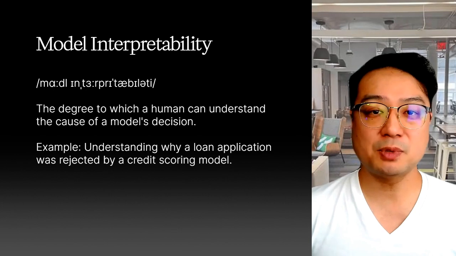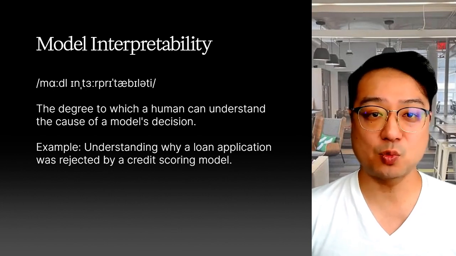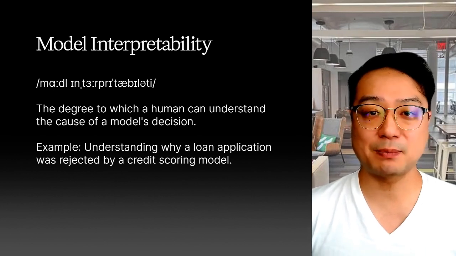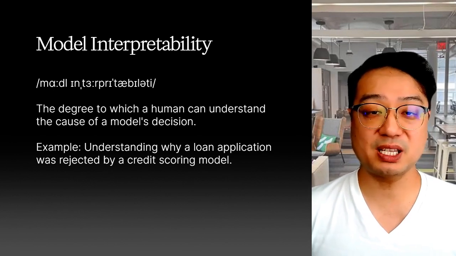Finally, let's talk about model interpretability. This refers to how easy it is to understand why the model is making certain predictions. It's like being able to see inside a black box and understand how it works. This is important for building trust in AI and ensuring that it's being used ethically.